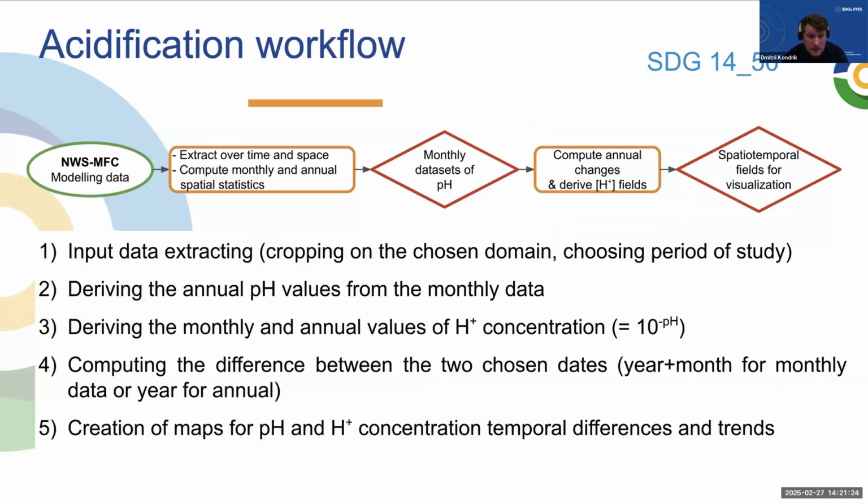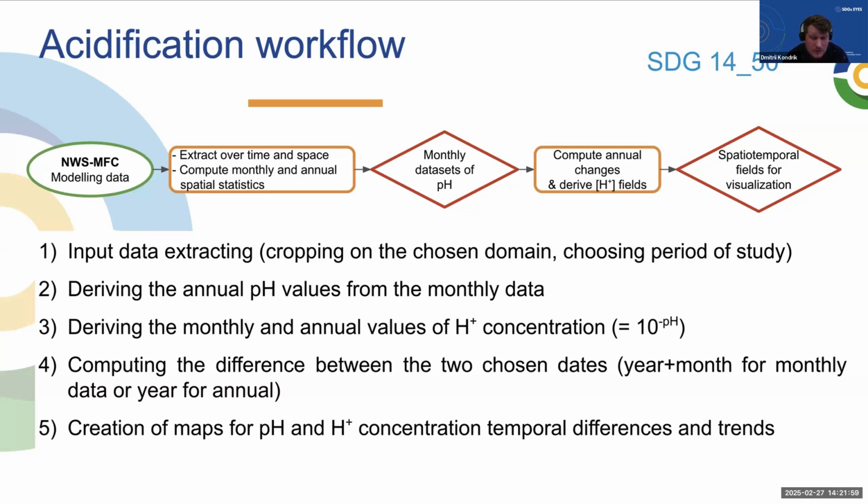So regarding the scientific part, the workflow itself, the acidification workflow can be divided into several steps. First, we extract the input data, cropping to the chosen domain and the period of study. Then deriving the annual pH values from the monthly data, also monthly and annual values of hydrogen ion concentration, which is a more straightforward representation of the acidification because it has a positive sign with the ongoing acidification.